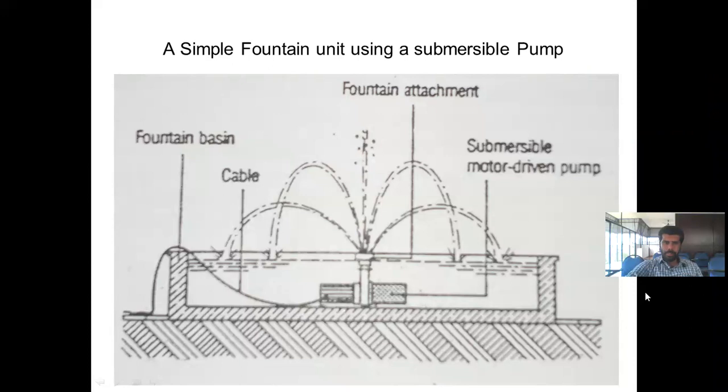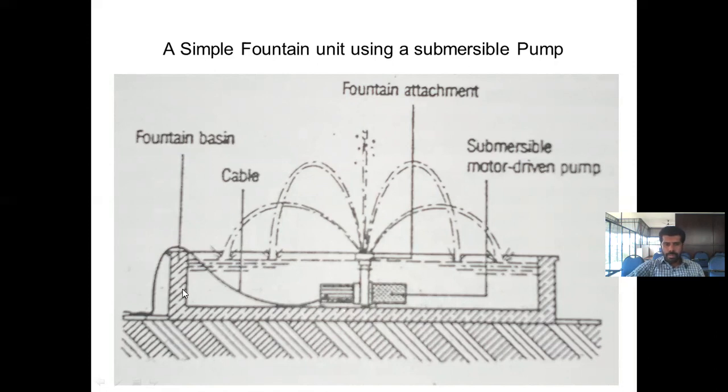So this is just a simple fountain unit using a submersible pump. You can see here, this is the basin, a basin or a tank, where it is filled with water, and you have a submersible pump. A submersible pump is a pump you can keep inside the water. It is a submersible motor driven pump. This is the pump, and this is the cable connection through which you will get the power.